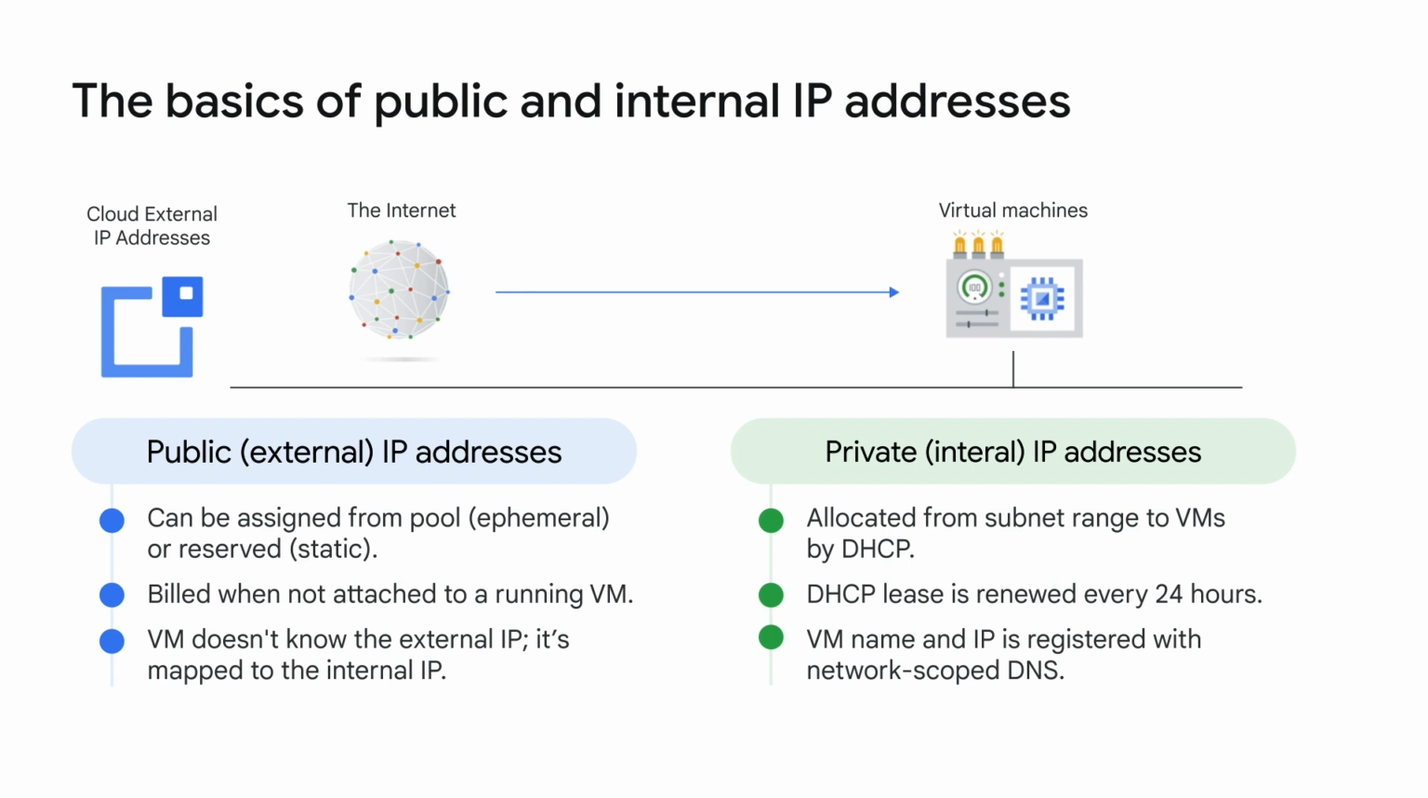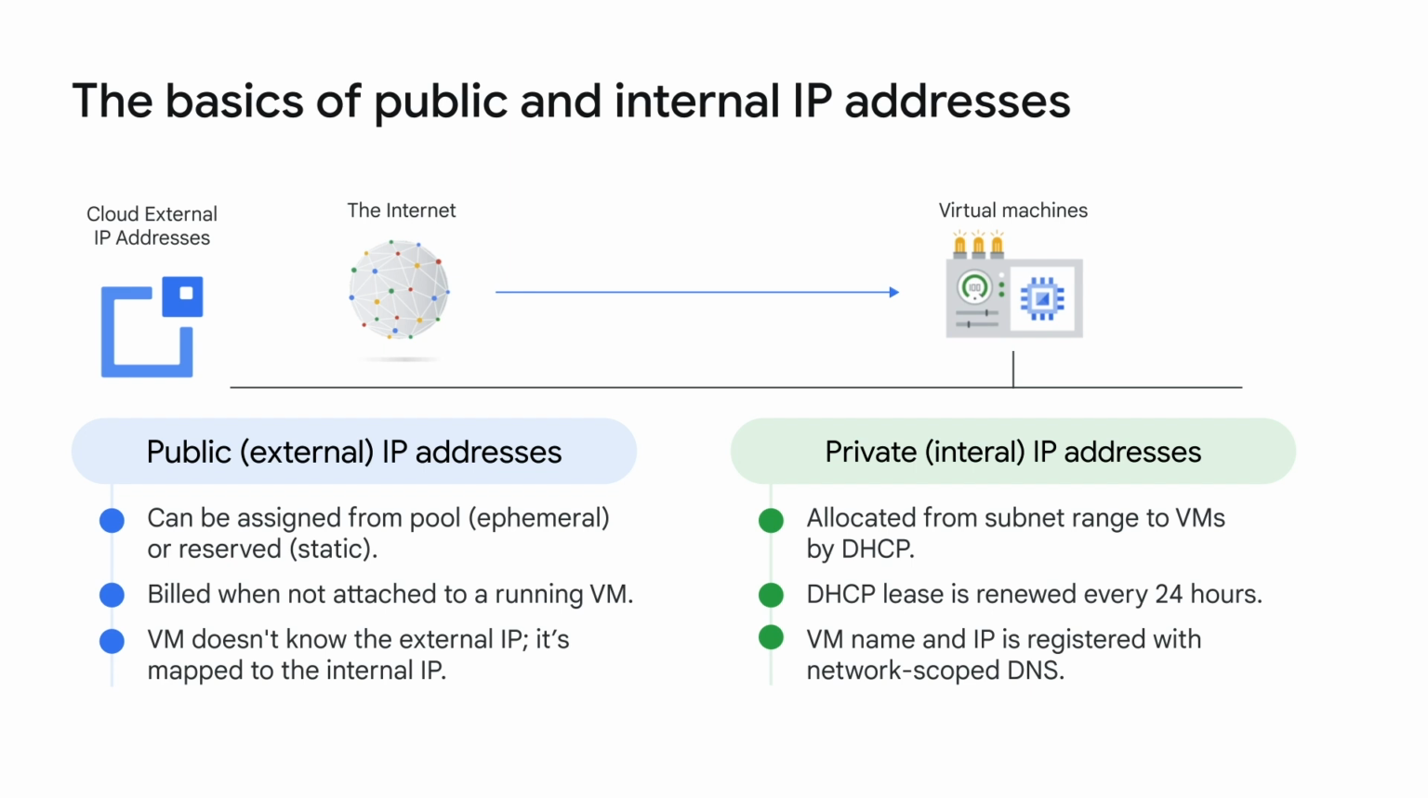Public or external IP addresses can be ephemeral or reserved. They are assigned from a pool of IP addresses associated with the region. If you allocate a reserved IP address, but don't attach it to a virtual machine, you will be billed for the IP address. Virtual machines are unaware of their public IP address, which means that if you look at the operating system network configuration, the virtual machine will only display the internal IP address.